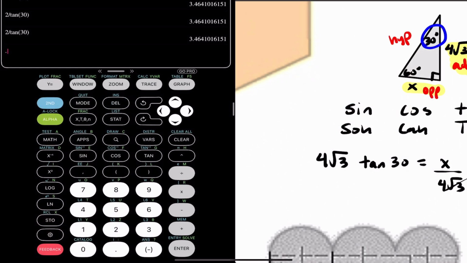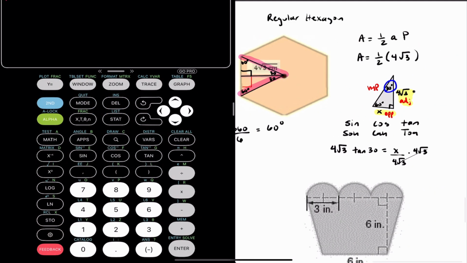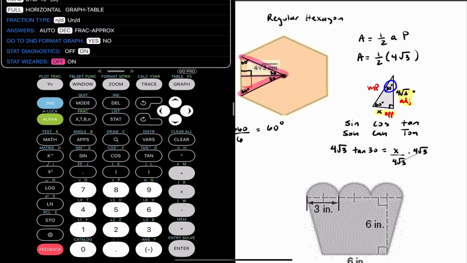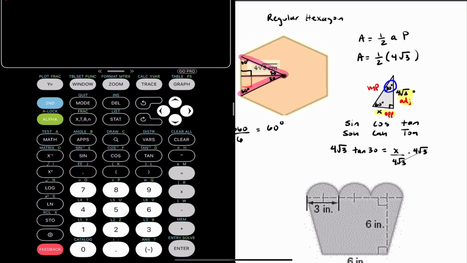And I'm going to restart my calculator so that we're all on the same page here. Whenever I'm putting trig stuff into my calculator, I need to make sure that the mode is in degree. If I scroll down, it's currently in radian. I need to get that into degree. I'm going to press second mode so I can quit that screen.